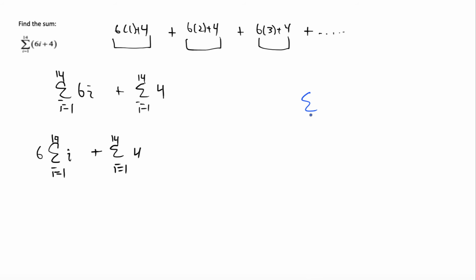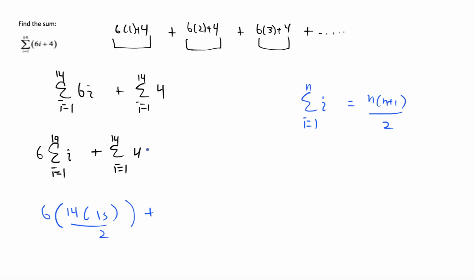So what does the formula say? It says if we have the sum from i equals 1 to n of i, this is going to equal n times n plus 1 divided by 2. In this case, the n value is 14, so we just plug the 14 into this formula. So it's going to be 6 times 14 times 15, divided by 2. And once again, this is just 4 added by itself 14 times, so 14 times 4.